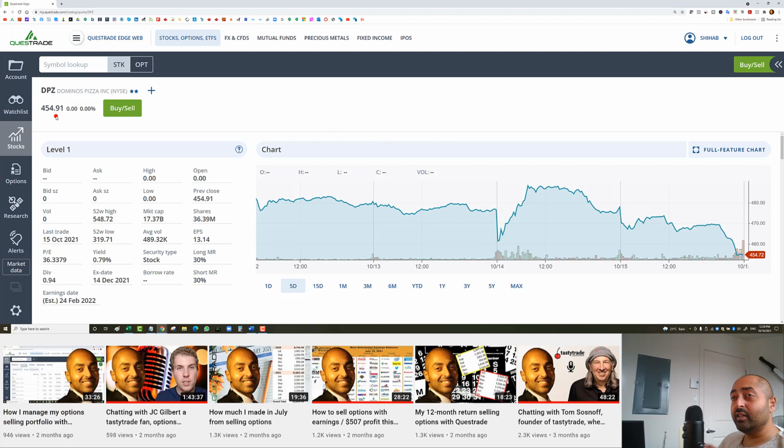Now if I had done this short straddle and held till expiry, which it expired at 455, that means my short straddle would be worth $25. So I sold for 30, I'd buy back for 25, so my profit would have been $5, which is $500 in this scenario.